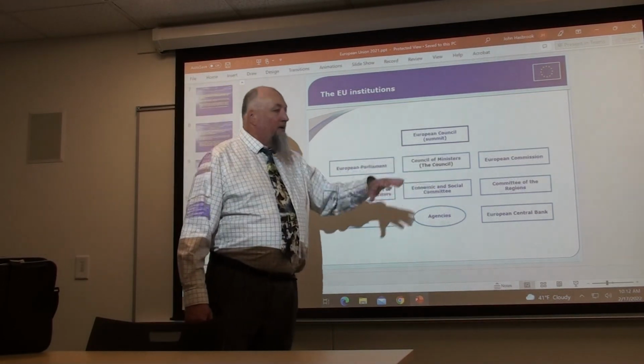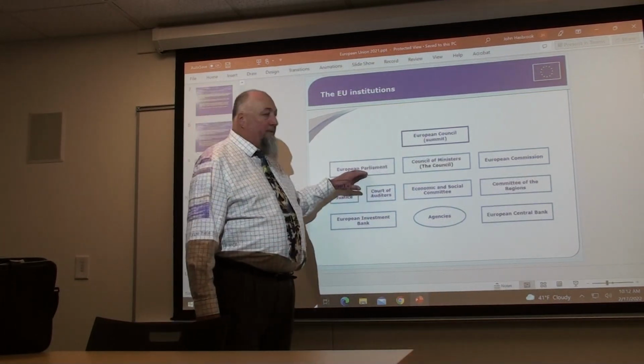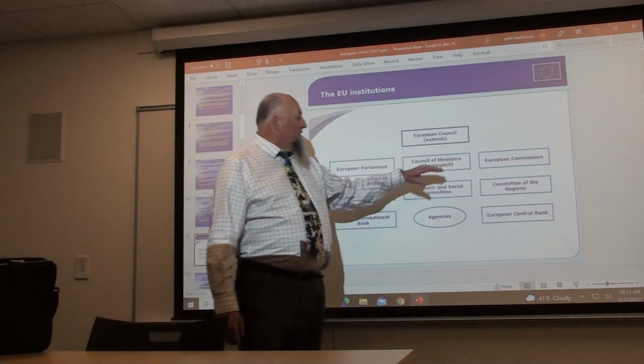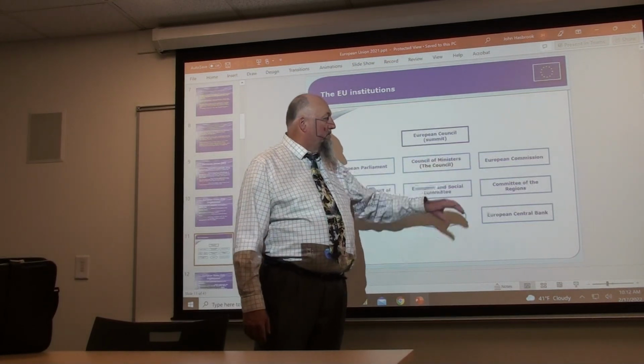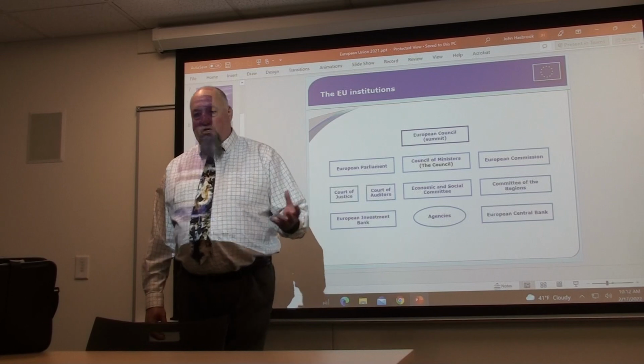So the three primary ones I want you to know: European Parliament, directly elected; Council of Ministers, a member from each country, and they have different subgroups; and then the European Commission.